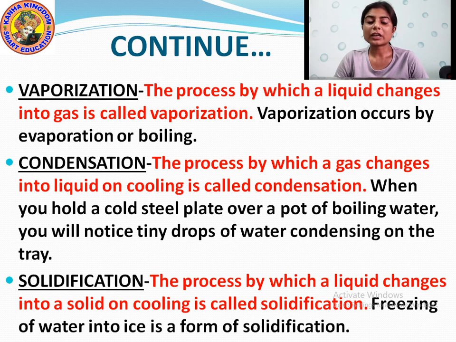So solidification is the process where liquid changes into solid on cooling, and the example is ice. When we put water into the fridge, it changes into ice. So these are the different processes by which the states of matter can be changed from one form to another. The first one is melting, then vaporization, condensation and solidification. Understood?